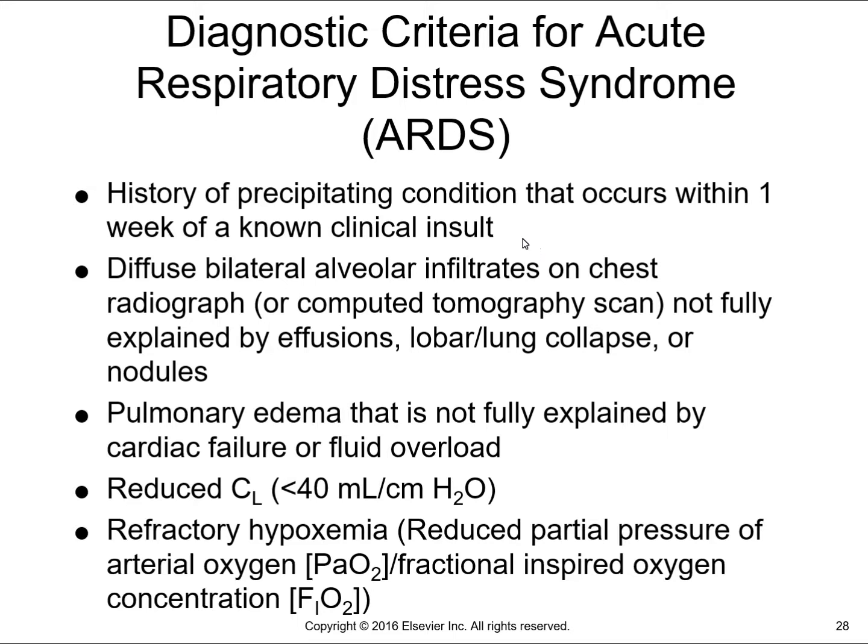All right. So with ARDS, again, you're looking at diffuse bilateral alveolar infiltrates on chest radiograph, not fully explained by effusions. With this, you're going to see some type of reduced lung compliance. And we've talked about that. Stiff lungs, increased static compliance. That's going to give you the hint that you might have some ARDS.